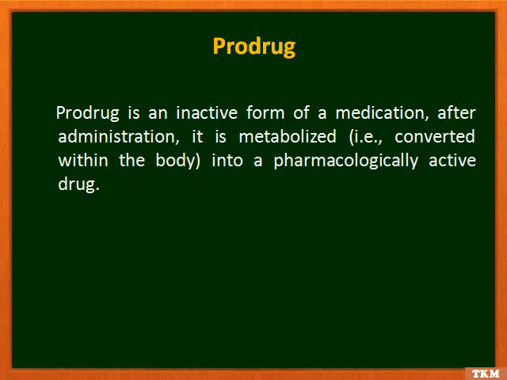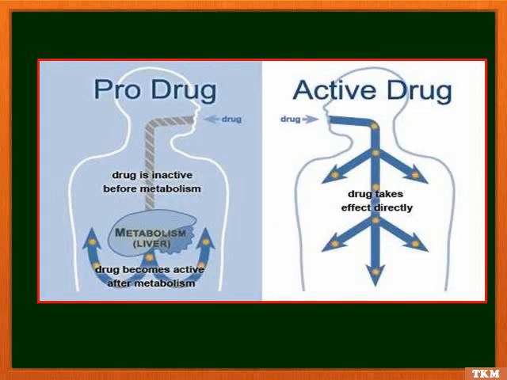A prodrug is an inactive form of a medication. After administration, it is metabolized, that is converted into a pharmacologically active drug within the body. This is a simple example of a prodrug and an active drug. In a prodrug, once the drug reaches inside the body, it gets metabolized. That is, the drug becomes active only after metabolism. Whereas in an active drug, the moment the drug is inside the body, it is already active and it starts showing its effect.